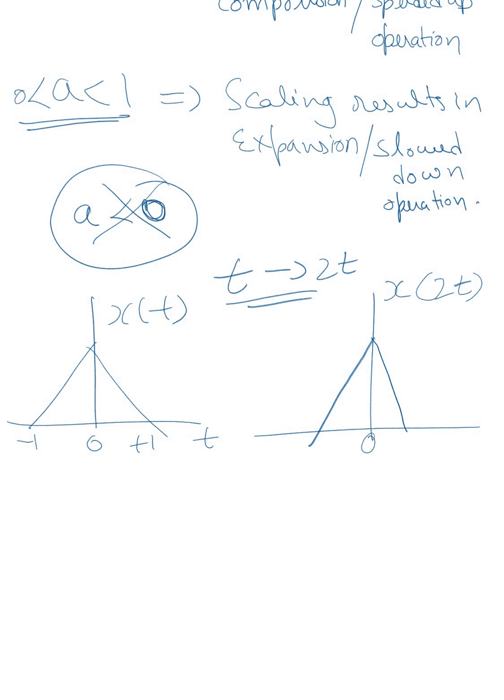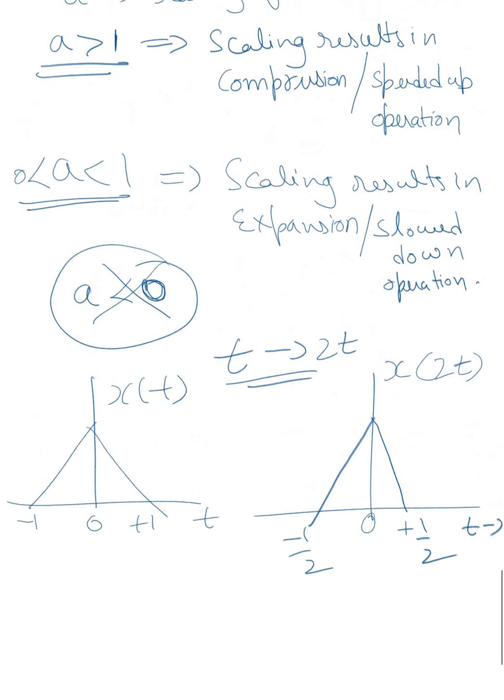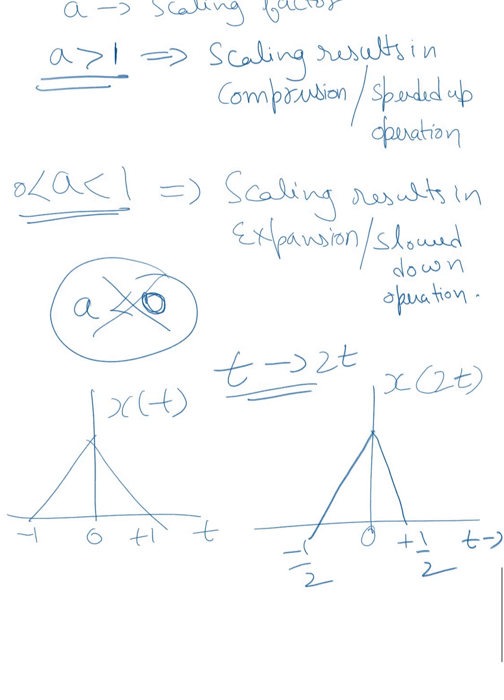That means it will span from now, instead of -1 to +1, to -1/2 to +1/2. So this is how the time scaling operation takes place when the value of a is greater than 1. The signal compresses. So this operation is compression, and the compression takes place by the factor of 2, which is the scaling factor.